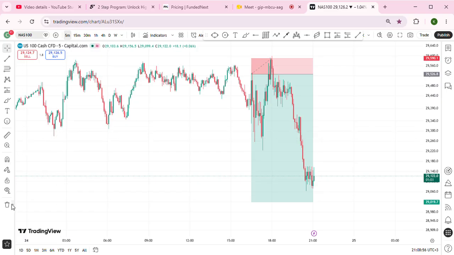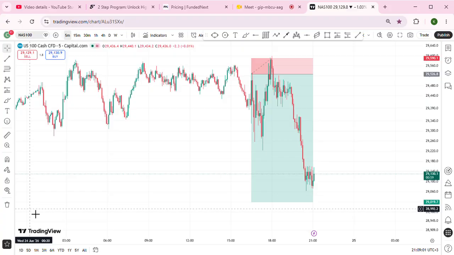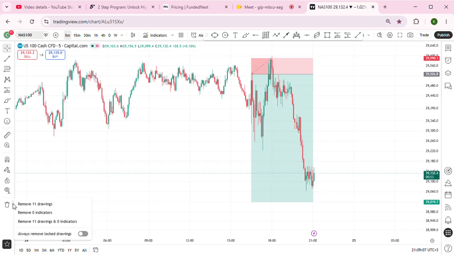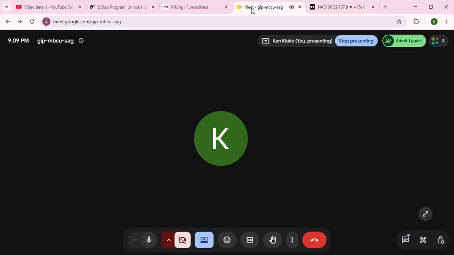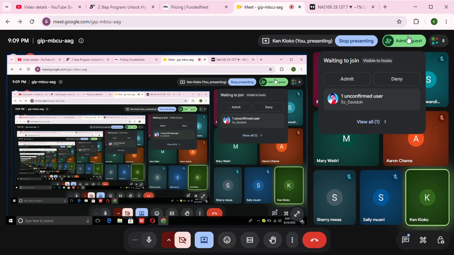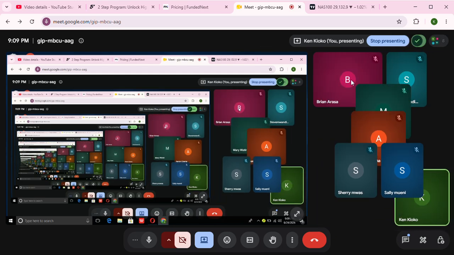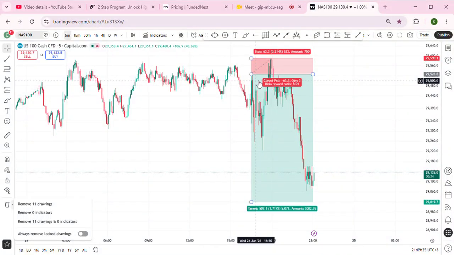The other thing I told you, maybe you might get that your chart has indicators down here. If there are indicators, you look on the left hand side, then we have the delete icon, and then you can click on remove indicators. And also, if you want to clear your chart, you can click on remove drawings. So that is how it is.